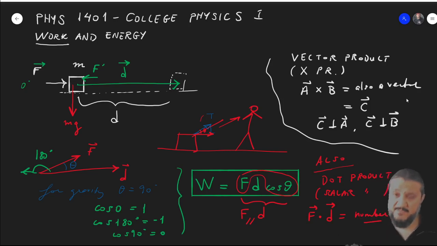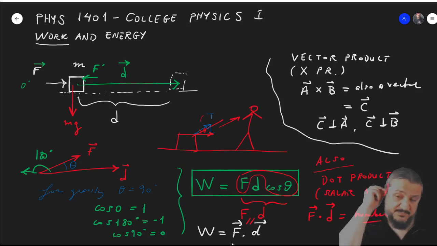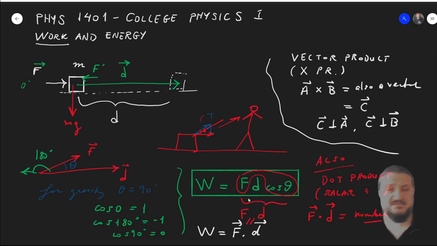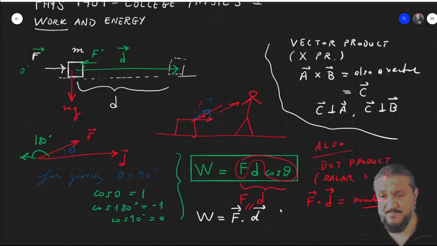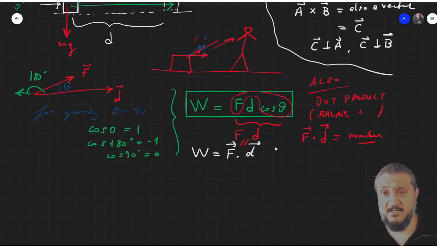All right, but our case is work, and work now is just F dot D. So work is a scalar. Okay, if you put that dot here, don't forget the arrows either. So that's a compact mathematical form. You can just write it as FD cosine theta without problem, okay? So that is the definition of work.